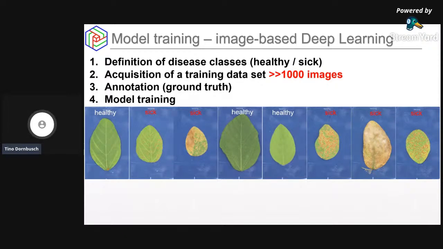We have to group our images into the desired classes and give them a tag: this is healthy, this is sick, sick, healthy, sick, sick. But for this training data set, we also need much more than 1,000 images to successfully train the neural network or the convolutional neural network. So it's also a lot of images that you need to stuff in there. And then, of course, we need the annotation of the ground truth data. So tell them sick, healthy, or whatever tag you want to give your leaf, and then you do the model training.